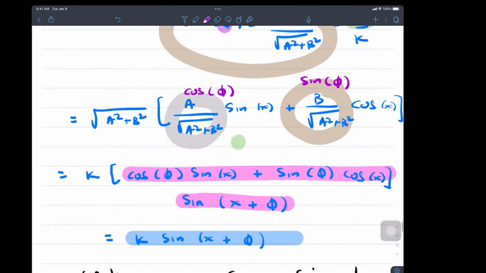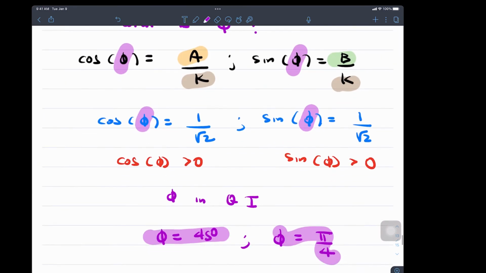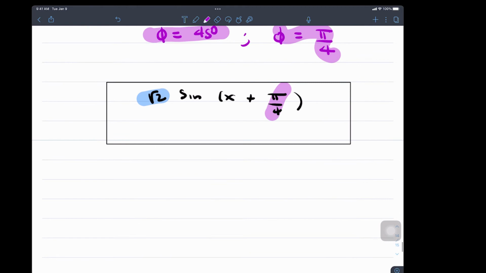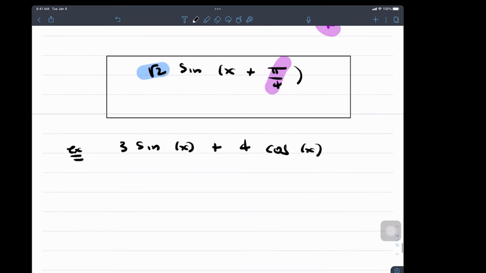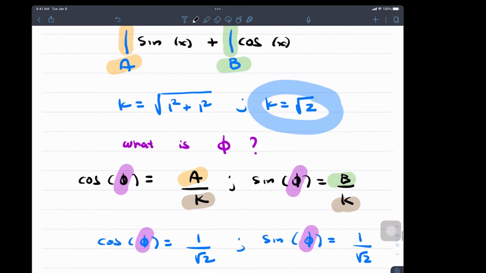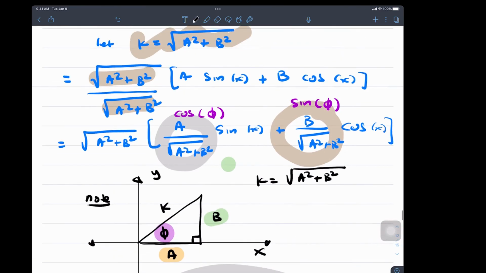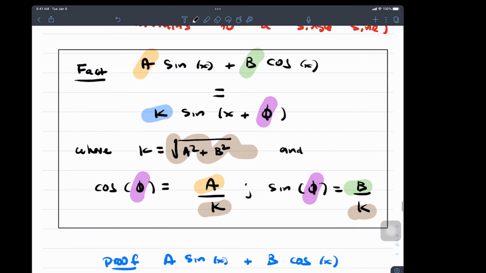Easy breezy lemon squeezy? You go, oh my God, Mr. Judge, really? Yeah. Let's give you guys another example. They're going to give you now 3 sine x plus 4 cosine x. We're going to have to write this as a single sine, just like we did before, right? So all I'm saying is you're just going to use this fact, this format I proved for you guys. Okay, you're going to use that.